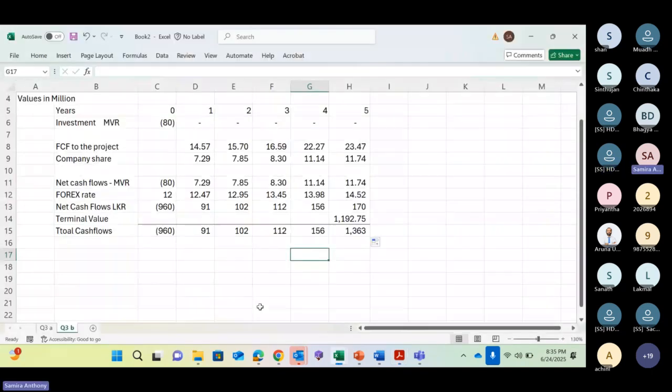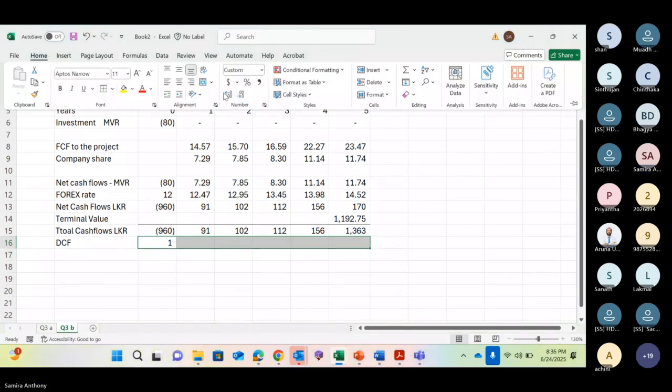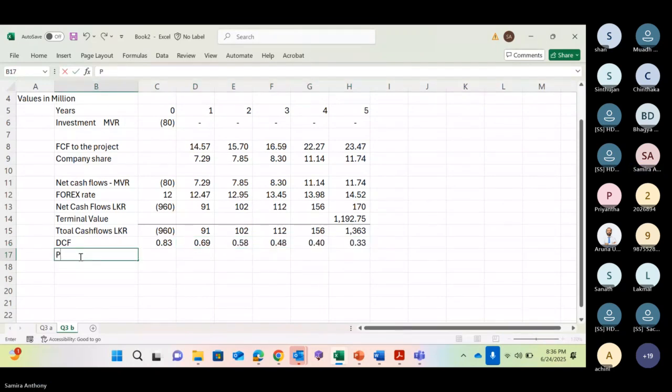You know, this is the total cash flows in Sri Lankan rupees, LKR, right? Now the discounting factor: 20%, 1 divided by 1.2, right? Divide by 1.2. And the present value. A0 should be 1, sir. Sorry. Yes, sorry.